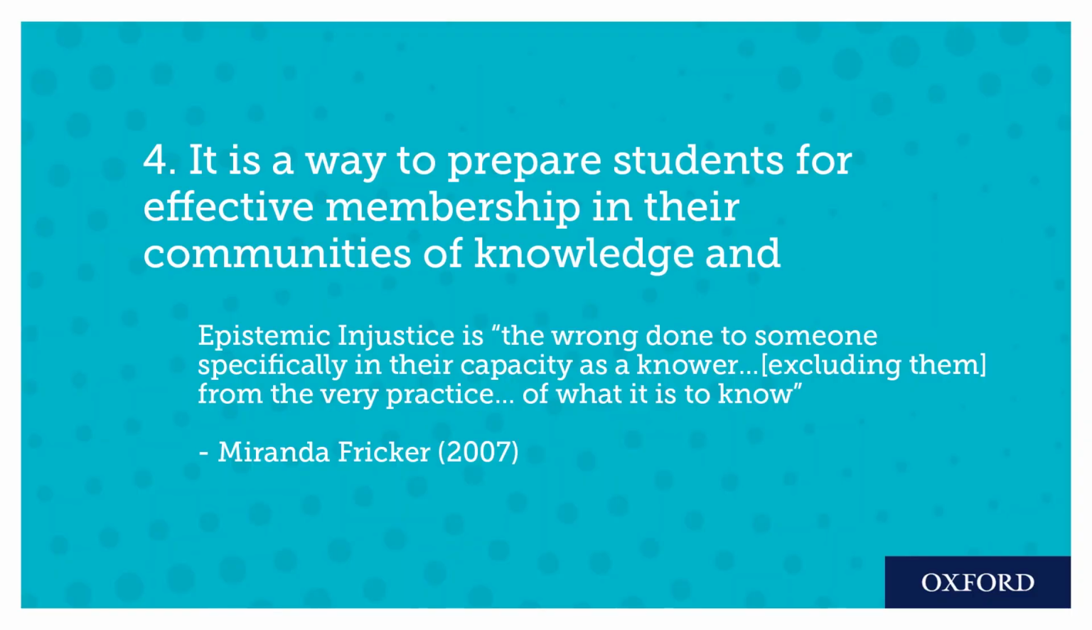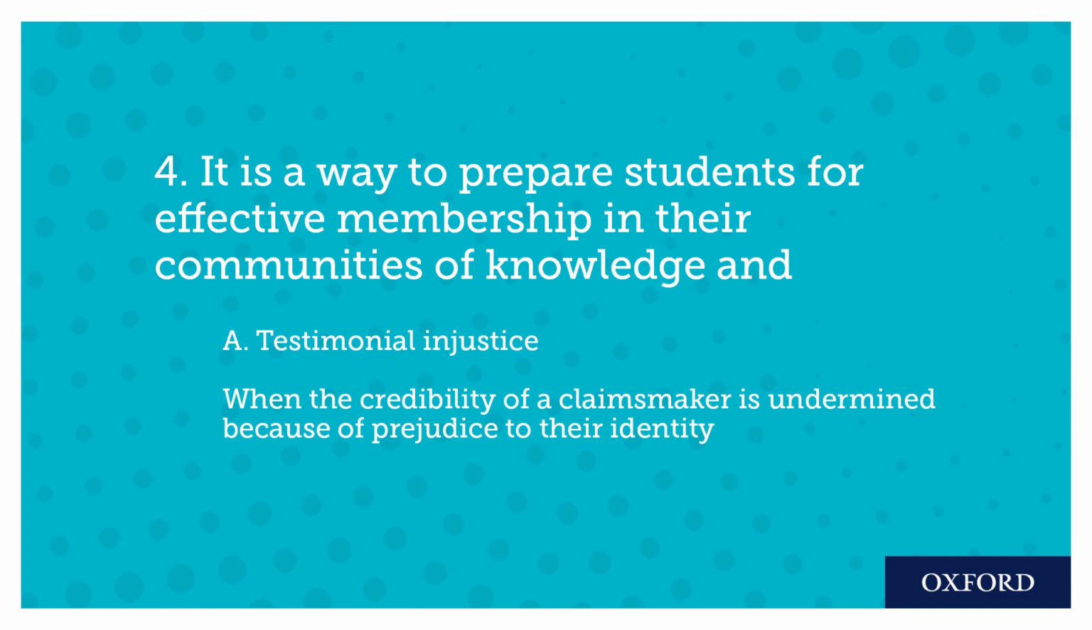This brings us to the issues of epistemic justice. In TOK, we explore the ideas of legitimacy and validity as ethical issues of knowledge that intersect with power to have significant consequences in the world. This intersection with power can produce two distinct forms of epistemic injustice or violence, which Miranda Fricker describes as the wrong done to someone specifically in their capacity as a knower. The first form occurs when the credibility of a claims maker is undermined because of prejudice to their identity.